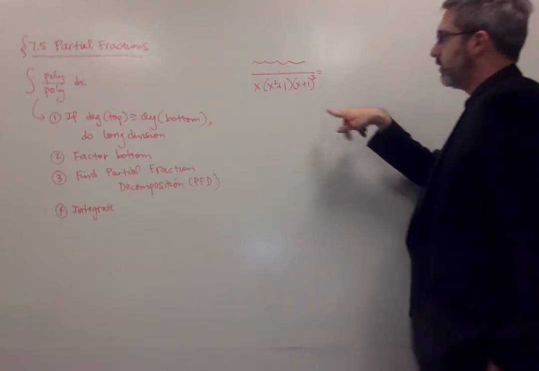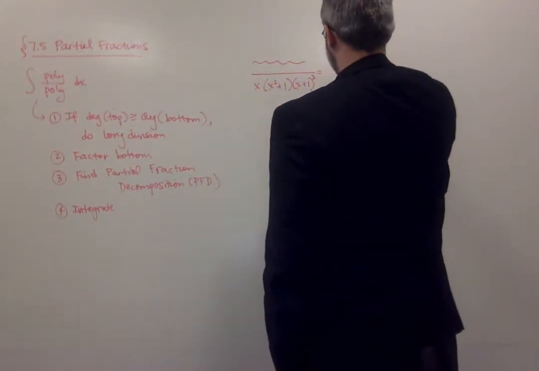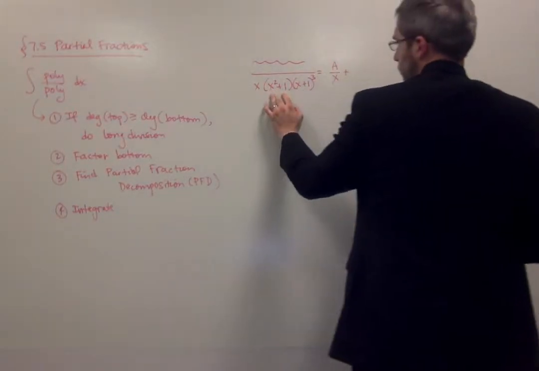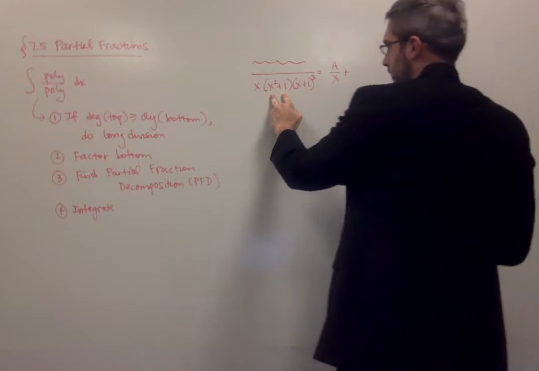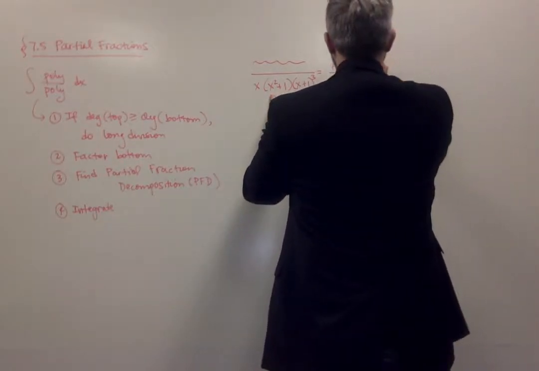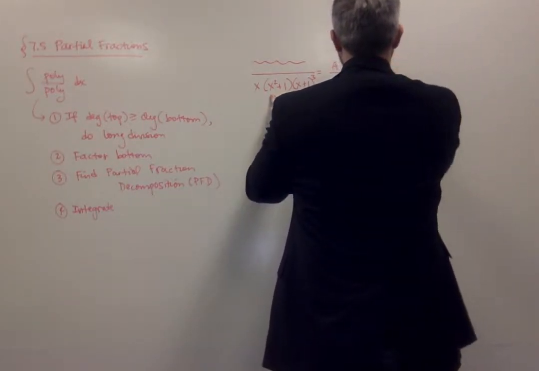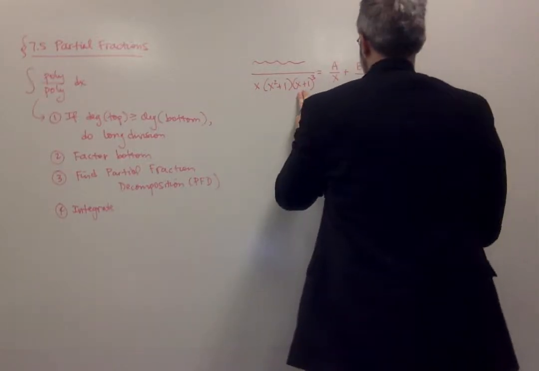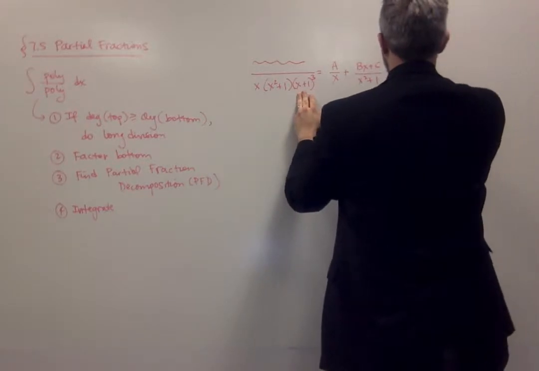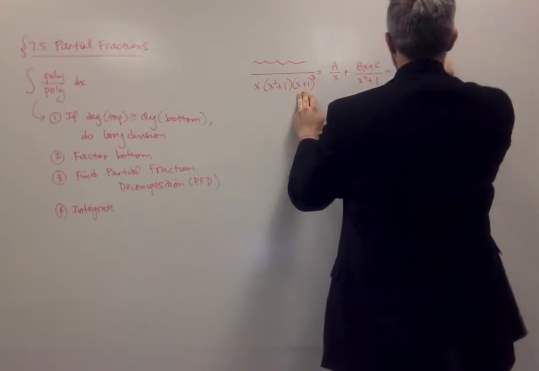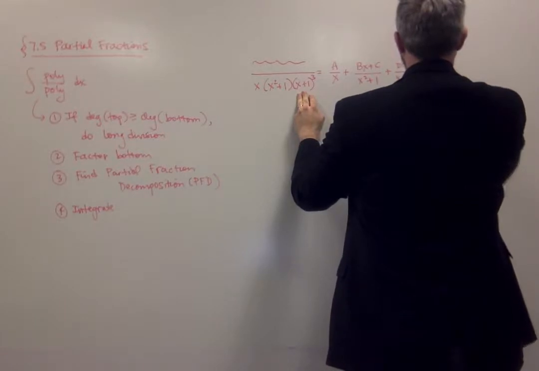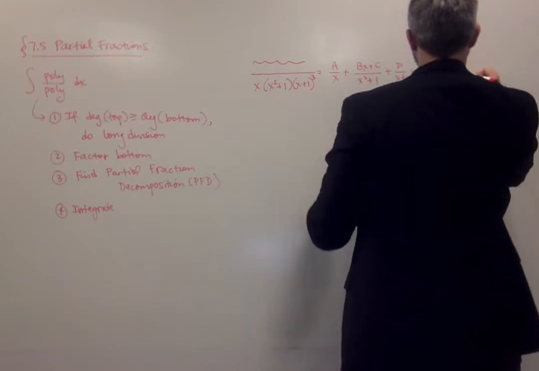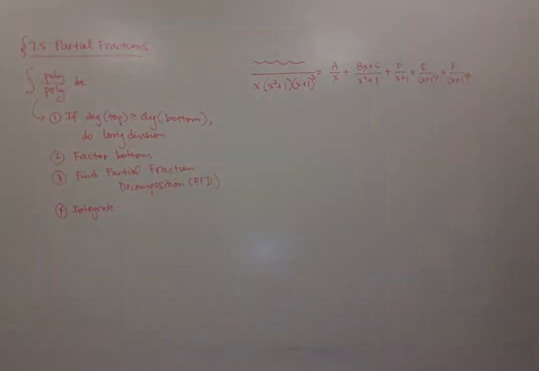What I would want you to do is notice that the x term is alone, so I would write that as A over x. This x squared plus 1 cannot be factored any farther, so I'm going to write that as Bx plus C over x squared plus 1. And then this x plus 1 term, there's three of them, so I'm going to have a D over x plus 1, an E over (x plus 1) squared, and an F over (x plus 1) cubed. Okay? Make sense?